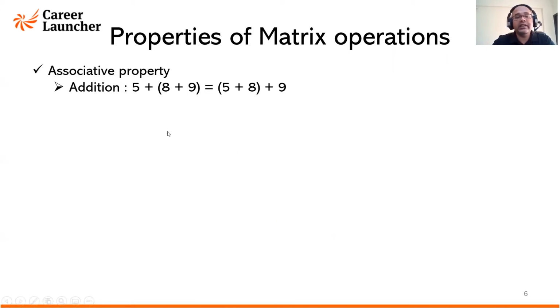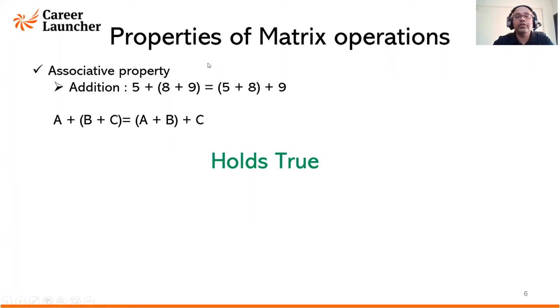Associative property. Associative property is about addition and the order of addition. Now logically, I think you can already make a guess because we saw that A plus B or B plus A, it does not matter. It also means that when you're looking at matrices, whether you add B plus C and then add it to A, or you add A and B and then add it to C, it does not matter. So the associative property holds true for a matrix.